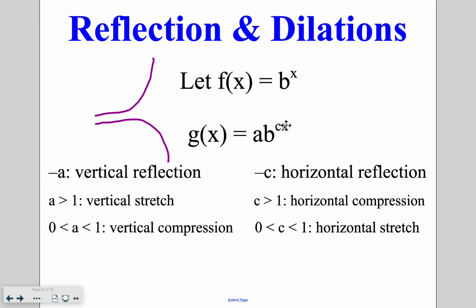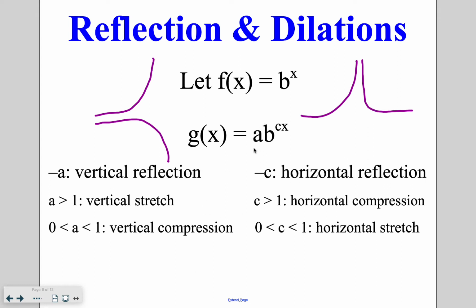If there is a negative up in the exponent, that is going to indicate to us a horizontal reflection. So once again, the original graph from left to right is going up. The horizontal reflection would mean that from left to right, it is going down, but in a different way. So we have our vertical reflection and our horizontal reflection.